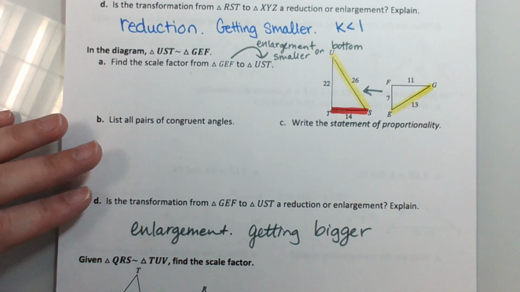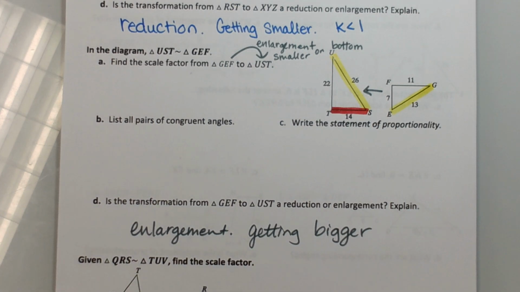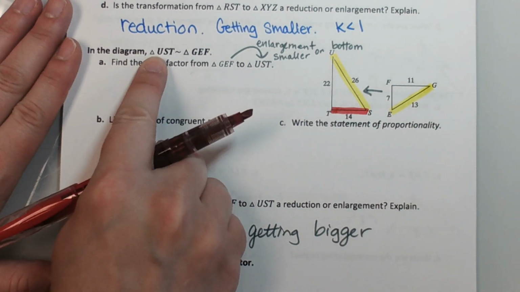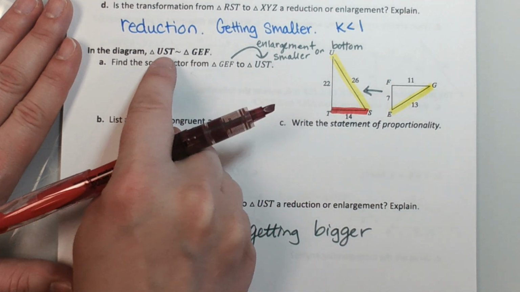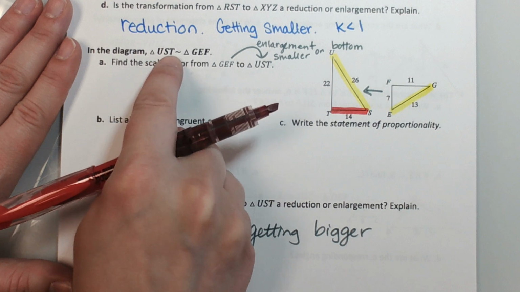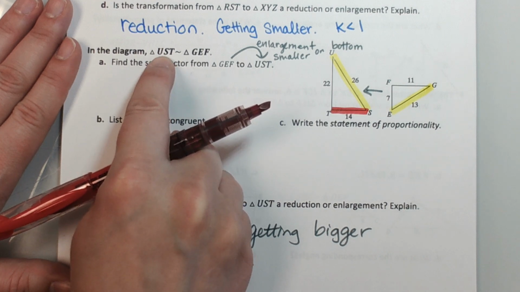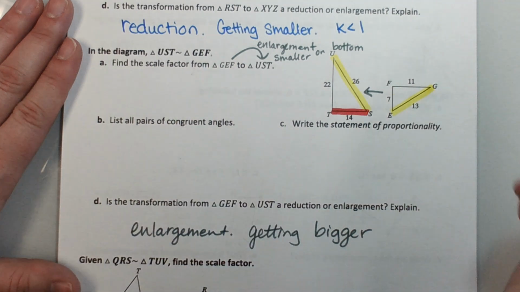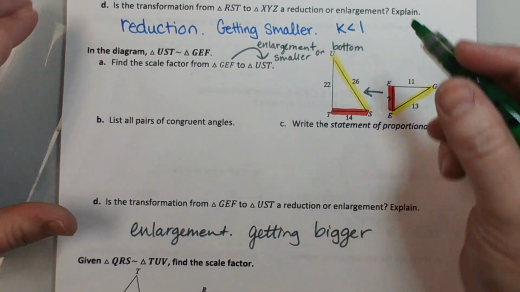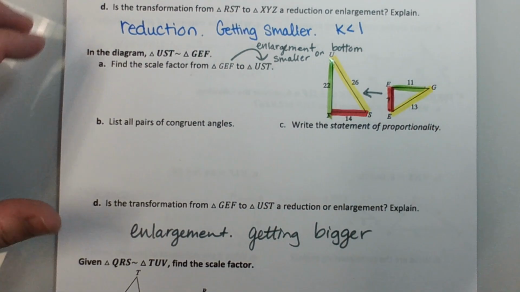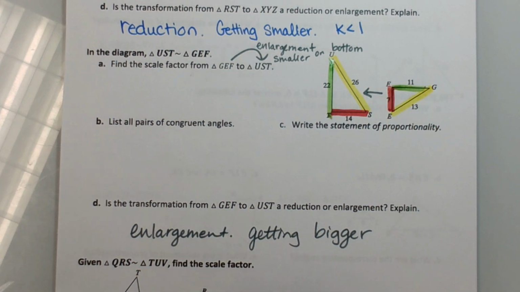I'm going to go to TS next. Kylie, which side does TS have to match up with? TS is right here and right here, so it has to match up with FE. Okay, means UT's got to go with FG.